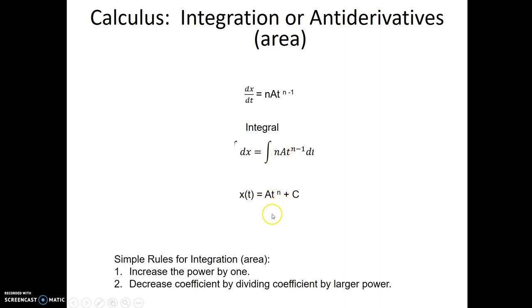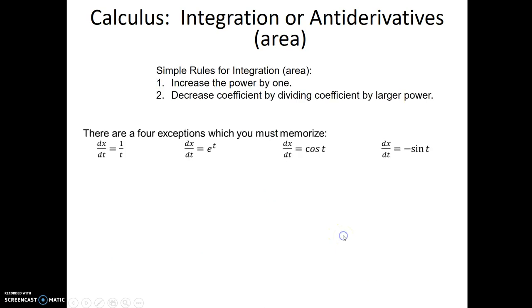So these are the simple rules for integration. You increase the power by 1 and decrease the coefficient by dividing the coefficient by the larger power. Again, there are some exceptions, and these are related to the exceptions we already learned. If I have 1 over t, that's t to the negative 1 power. If I want to integrate that, it becomes integral dx equals integral of 1 over t dt. Well, that's going to be natural log of t.